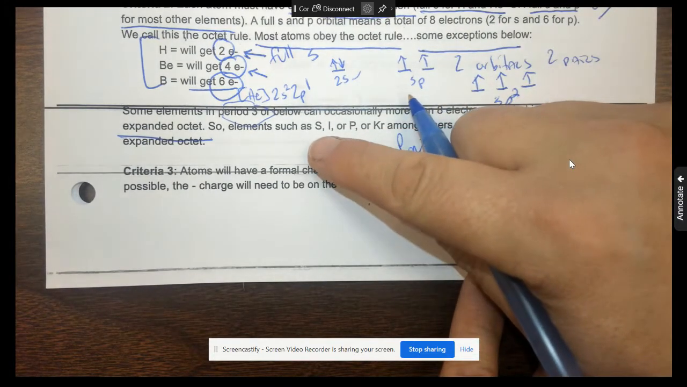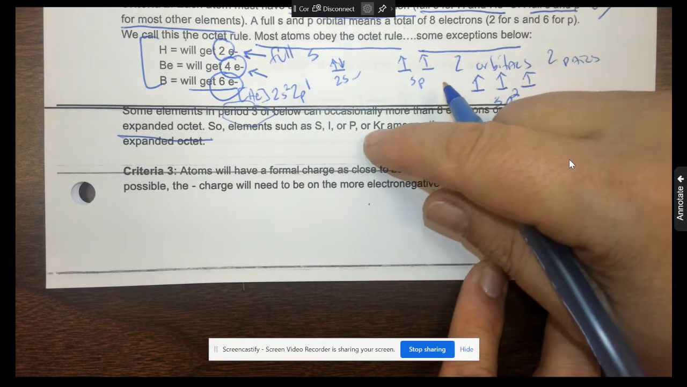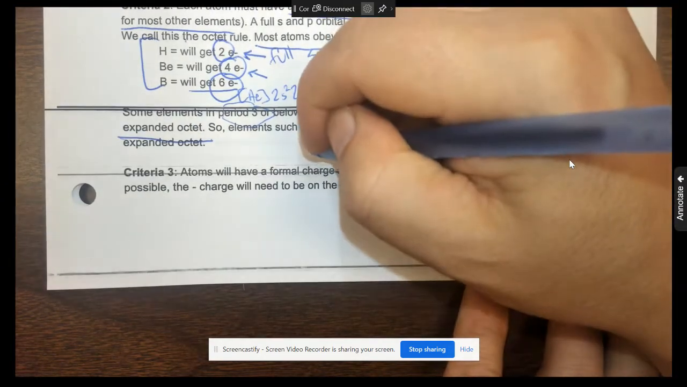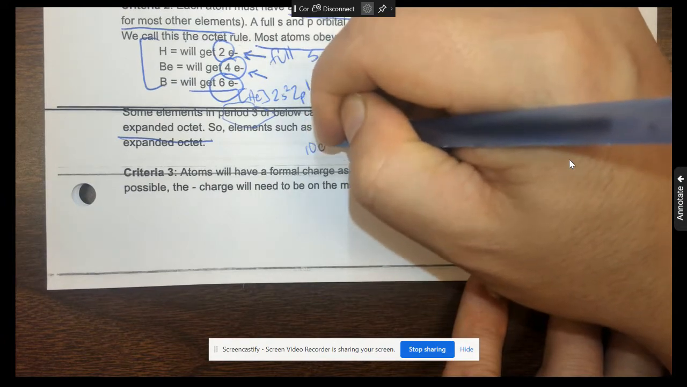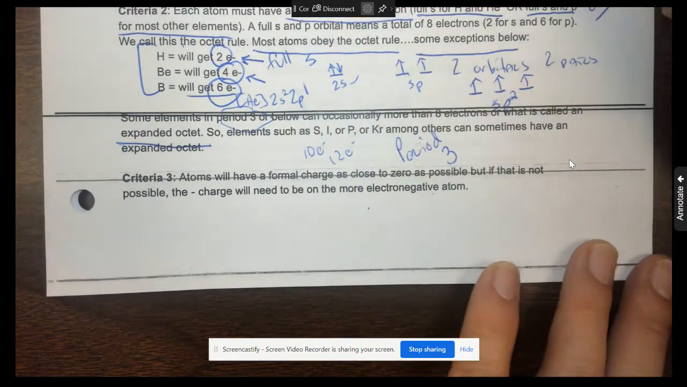So some examples would be sulfur, iodine, phosphorus, krypton. All of these might have more than 8. They could have 10 electrons around them, or even 12.